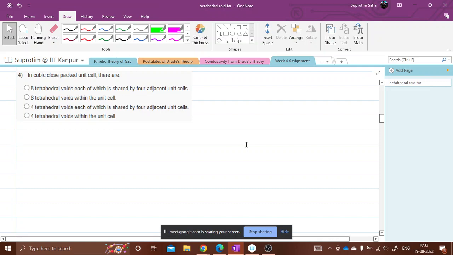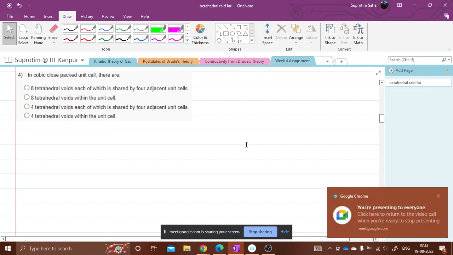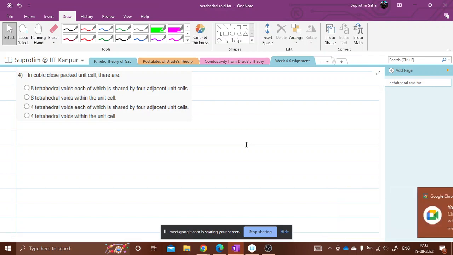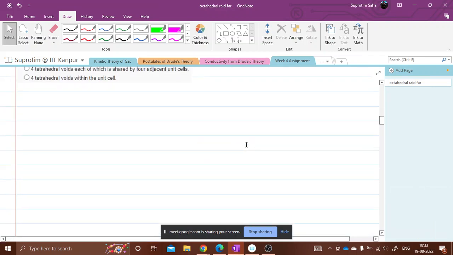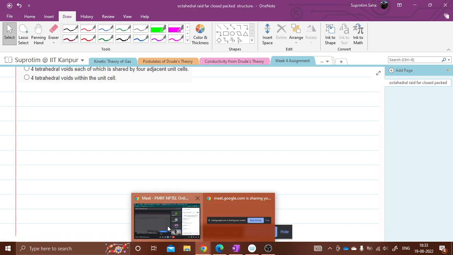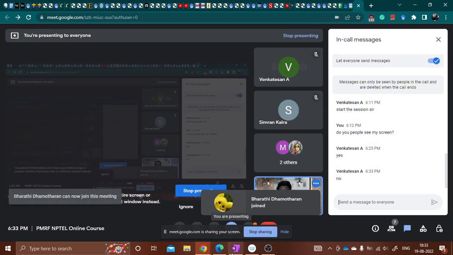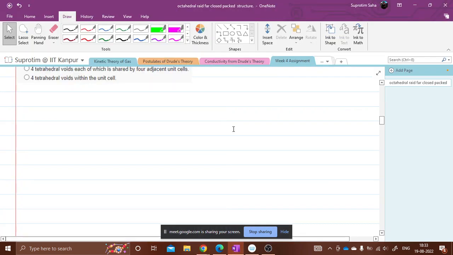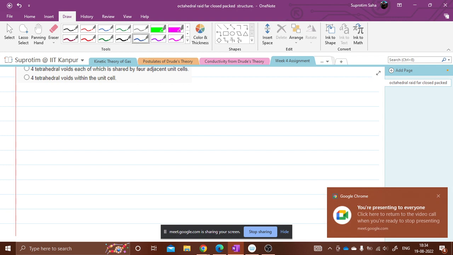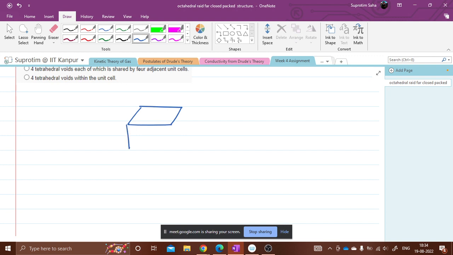Okay, so tetrahedral voids. Let us just do it. If I draw a face-centered cubic close-packed structure, and join. Yes. Okay, so now if I draw again, I'm tired of drawing. Okay, but anyway.